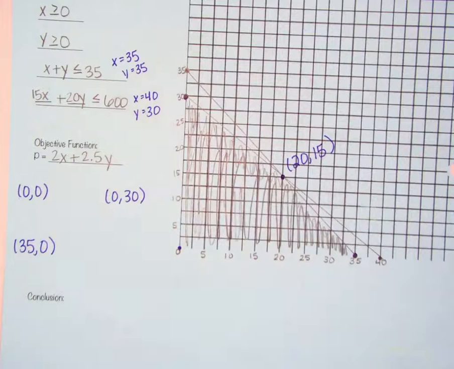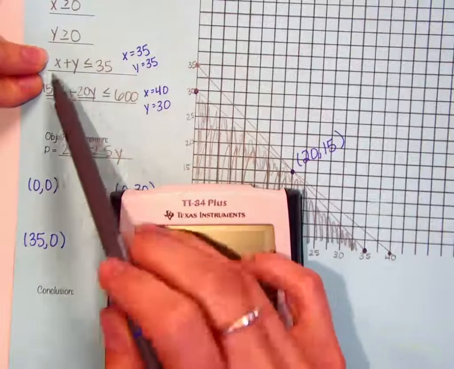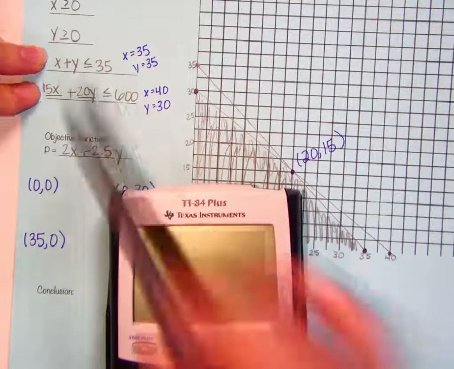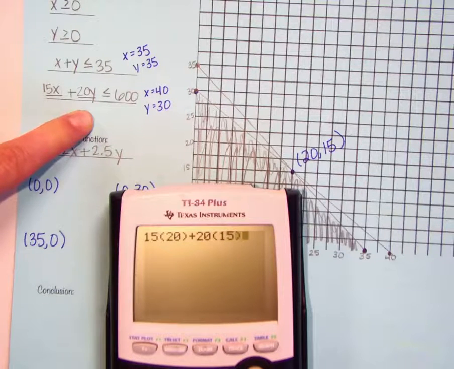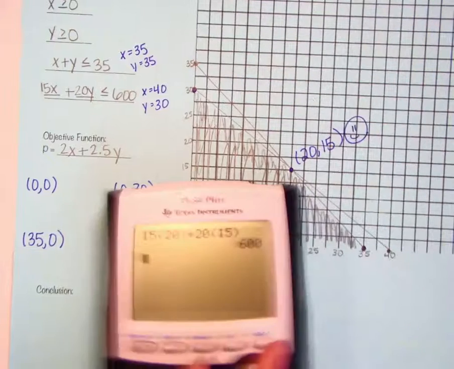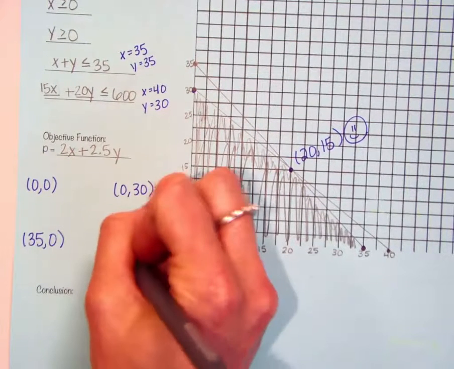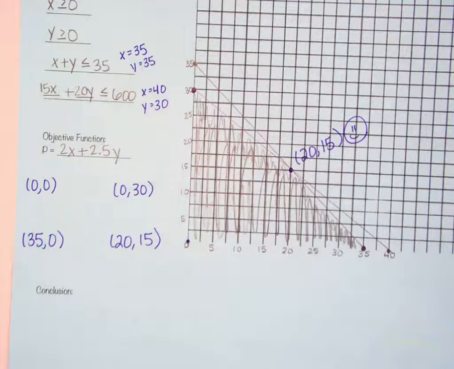But we need to make sure we check it to make sure we didn't make a mistake. So plug that into your inequalities. 20 plus 15 is 35. I'm good there. 15 times 20 plus 25 times 15 is 600. So I know that that's correct. And if it's not, then I would have to set up a system to find that correct point of intersection. Don't get the problem wrong because you didn't take 20 seconds to check your point.